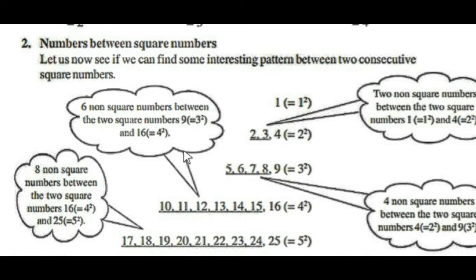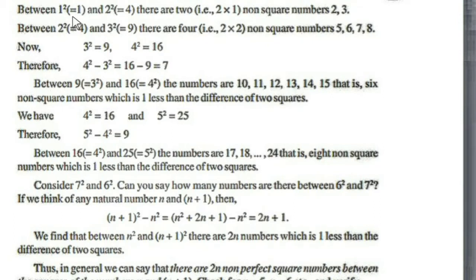And next one, between 16, that is 4 square, and 25, that is 5 square, how many are there? 8 non-square numbers are there. Between 16 and 25 there are 8 non-square numbers. So what we can conclude from this: between 1 square equal to 1 and 2 square equal to 4 there are 2, that is 2 into 1, non-square numbers, which are 2 and 3. Between 2 square equal to 4 and 3 square equal to 9 there are 4, that is 2 into 2, non-square numbers, which are 5, 6, 7 and 8.